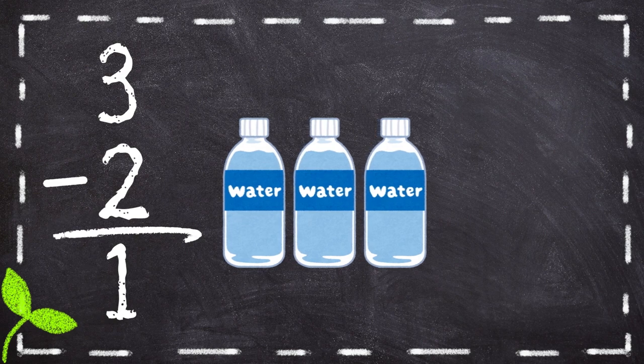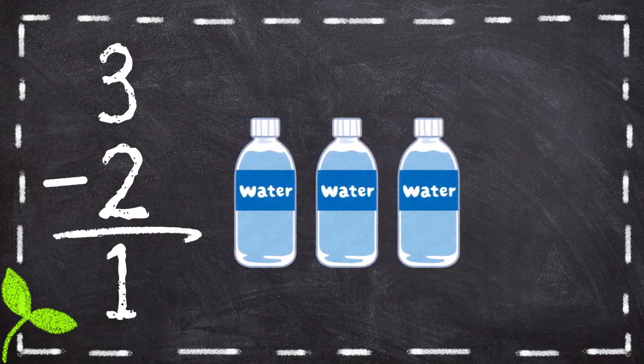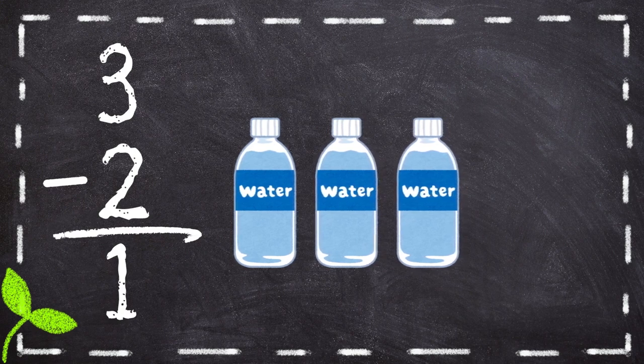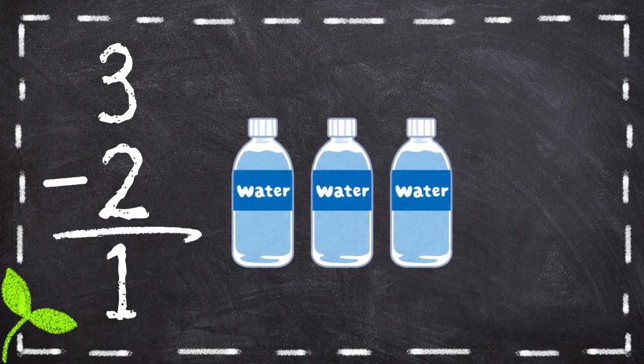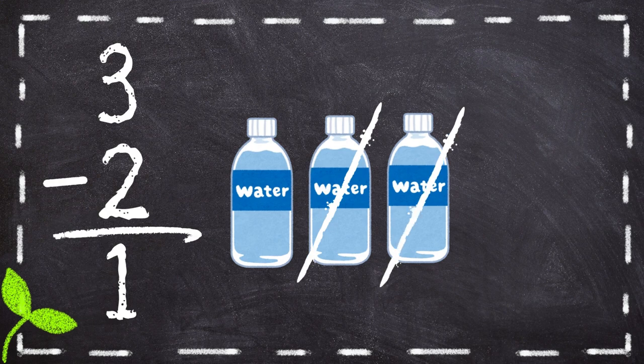You bought 3 water bottles for yourself, your sister, and your father. You and your sister drank 2 bottles of water. How many will remain? Only 1. That is for your father.